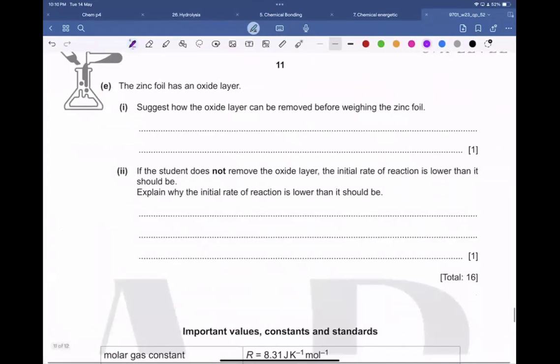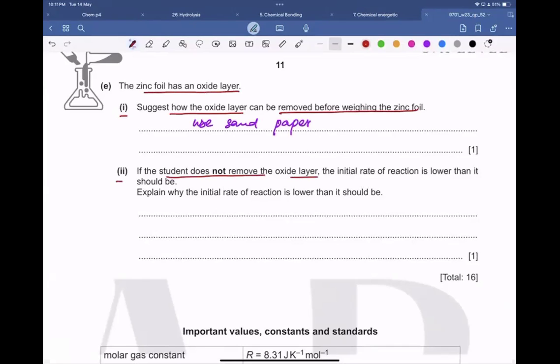Okay. Now E. The zinc foil has an oxide layer. Suggest how the oxide layer can be removed before weighing the zinc. It's very easy. You can always use sandpaper to remove it. Now, if the student does not remove the oxide layer, the initial rate of reaction is lower. That should be obviously because the oxide layer is there, so it will dilute the solution. So the concentrations would change and you are not going to do the calculations properly.